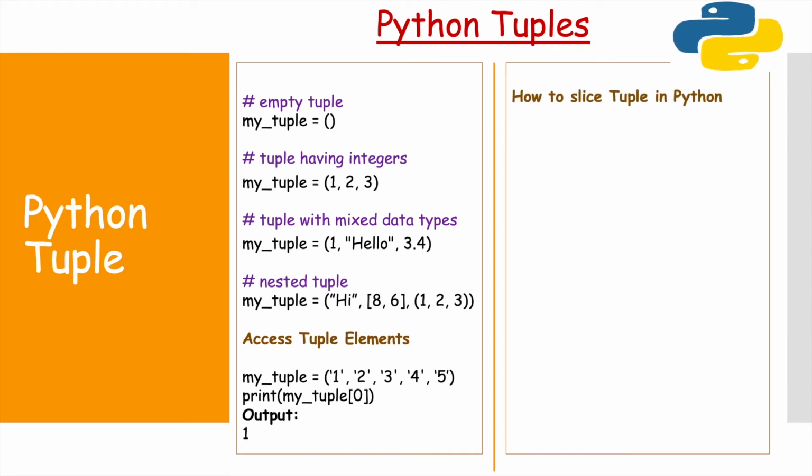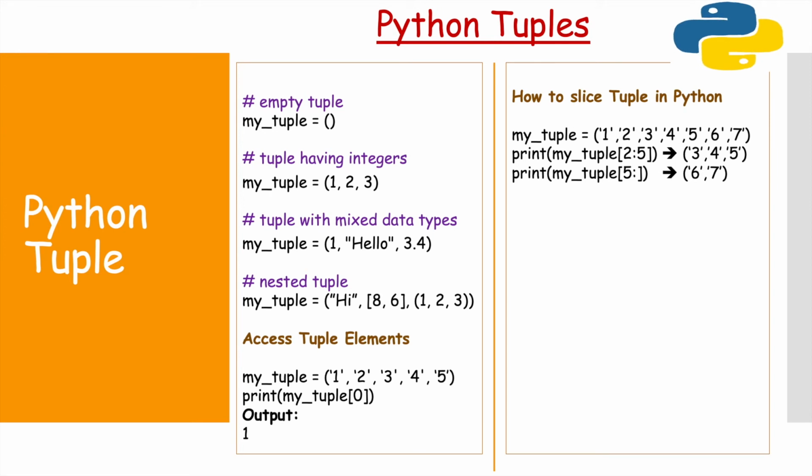Now how to slice tuples in Python? Same, by using the slicing operator and specifying the starting index and the end index. So this is an example of a tuple. You give the start index as 2 and the end index as 5. So you are going to get the elements whose index numbers start from 2 to the element whose index number is 4, because the last index is not considered.